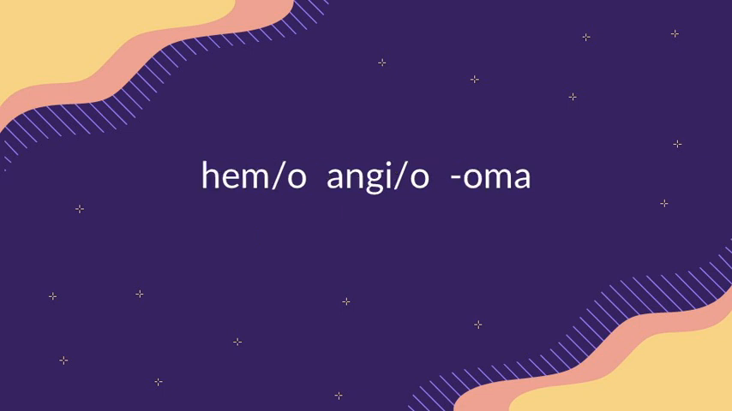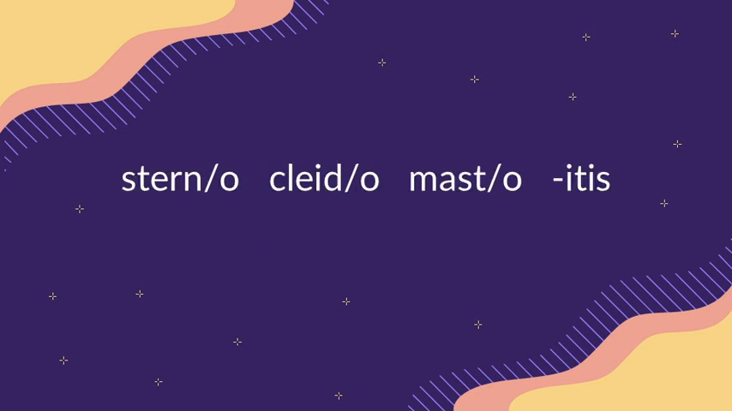Let's move on to hem, angi, oma. What does this build? That forms hemangioma. The root hem refers to blood, with a connecting o. The root angi refers to a blood vessel, also with a connecting o. And the suffix oma often indicates a tumor. So hemangioma is a tumor made up of blood vessels, usually benign, but still good to keep an eye on.